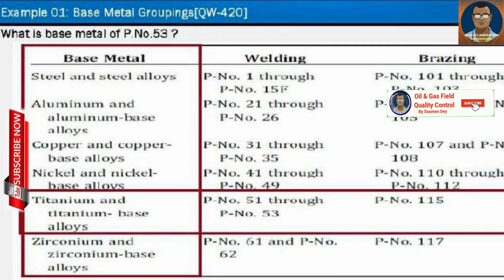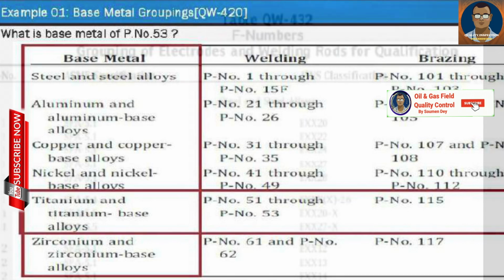What is the base metal for P number 53? So using the same table you can reply this very easily. If you go through P number 53 for welding, it is coming under titanium and titanium base alloys. So your answer is here.